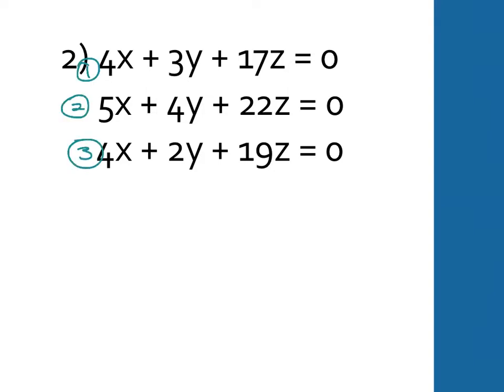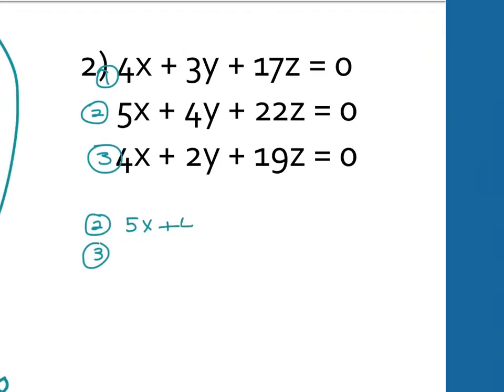Somebody give me what their plan was. What did they do first? Because you're going to get different answers. You did 2 and 3 and canceled out what? The y. Okay, so 2 and 3, canceling out the y. So you didn't have to change 2 at all. 5x plus 4y plus 22z equals 0. But the third one you have to multiply by negative 2.